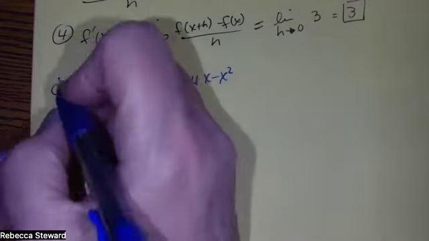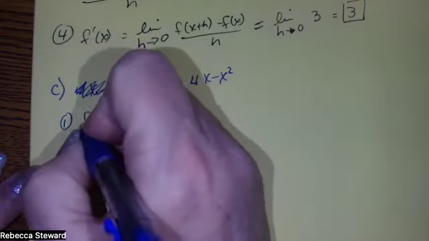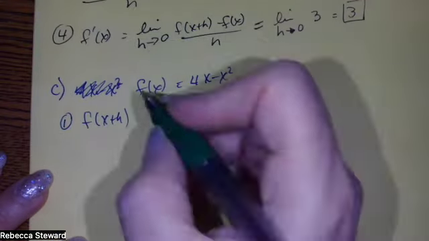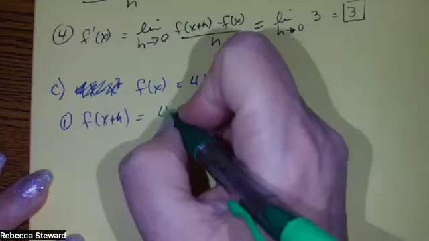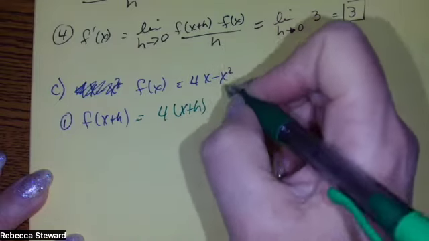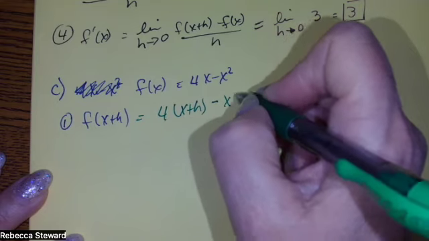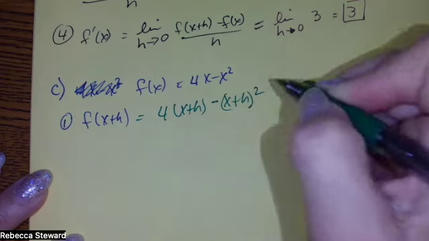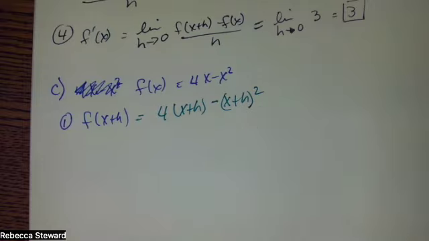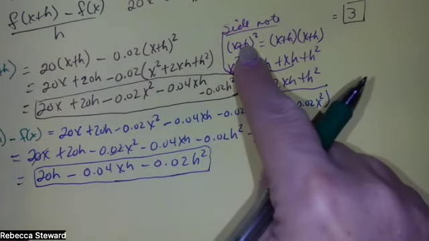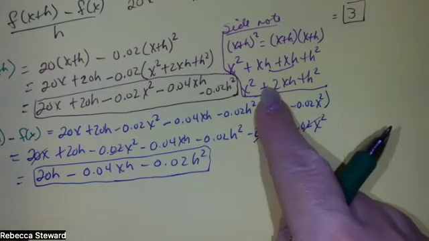All right, so first up, f of x plus h. So that's going to be 4 times x plus h minus our x plus h squared. Now, do you remember on the first problem we had that side note where we have x plus h squared going to be the same answer. So I'm just going to pop this in there rather than rewrite it.